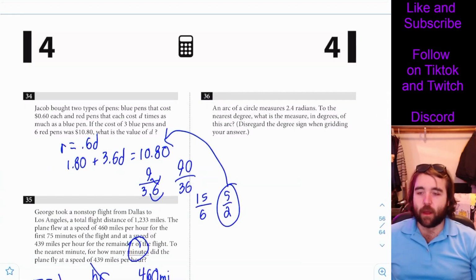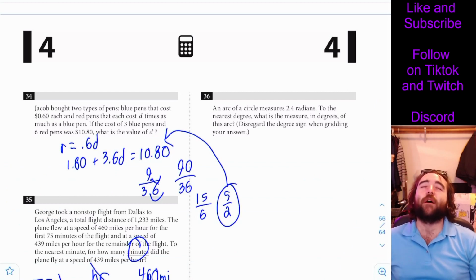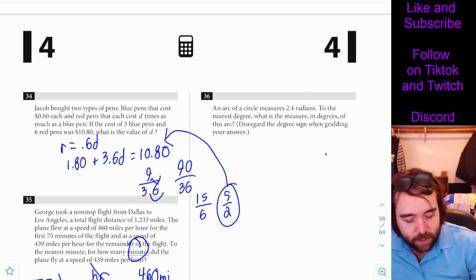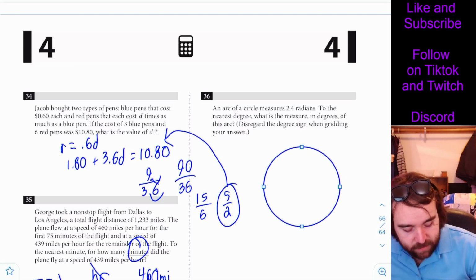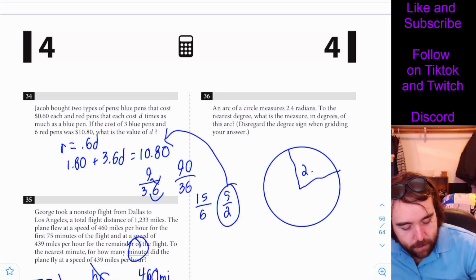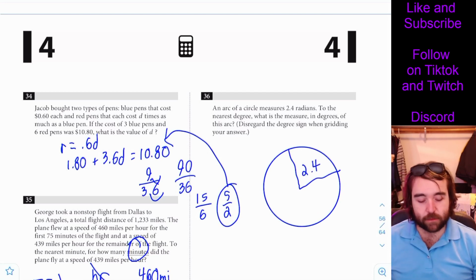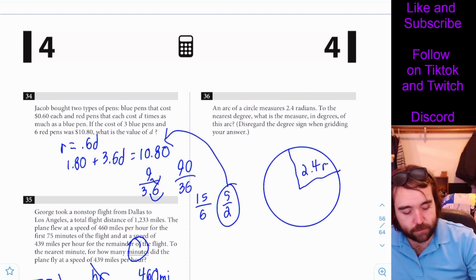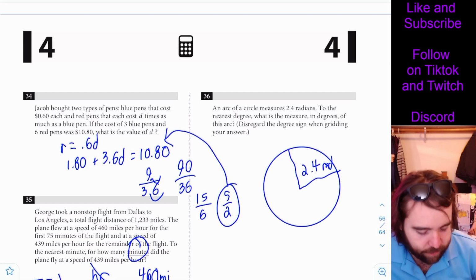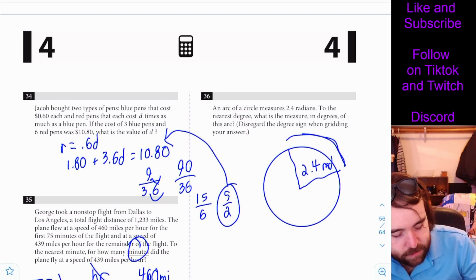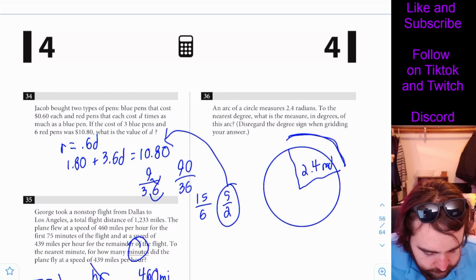All right. An arc of a circle measures 2.4 radians. Right, so we did the length of an arc earlier, like the circumference of an arc. Now we're talking about the measure of an arc. So when we talk about the measure of an arc, it means we have something like this, and they're saying that this angle is 2.4 radians. Not to scale, of course. And then when they're talking about the arc, they're talking about this arc here. So what do they want? To the nearest degree, what is the measure in degrees of this arc?